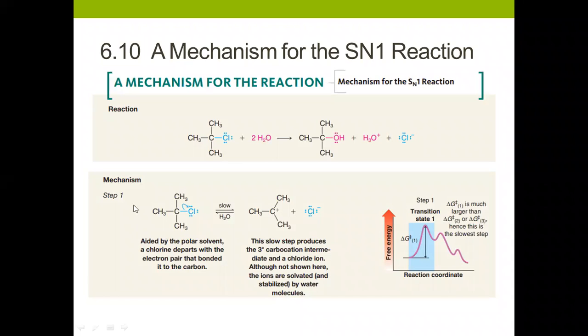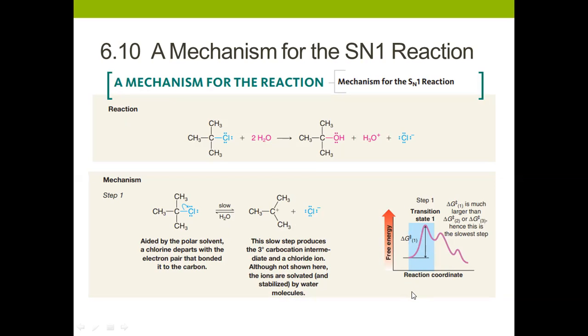The first step of the mechanism, I think I have mentioned this last time, is of course the leaving of the leaving group from the substrate. When the leaving group leaves the substrate, we will always produce a carbocation. A carbocation is an intermediate organic species having a carbon that is positively charged. And this step is a slow step.